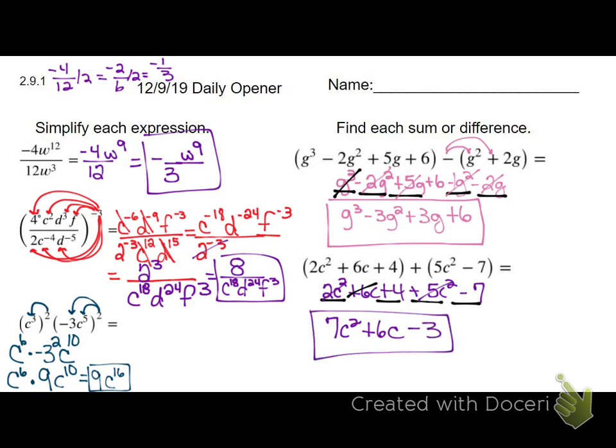If I were to ask you to name this polynomial, what would you name it? It's a cubic trinomial. We have 1, 2, 3 powers, 1, 2, 3 terms, so a cubic trinomial. Nice job.